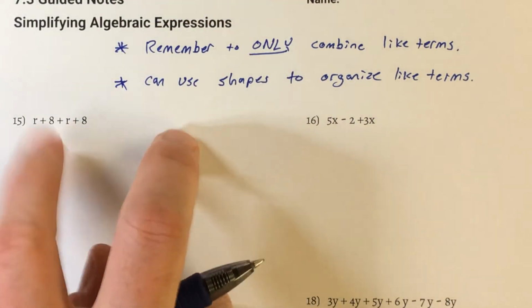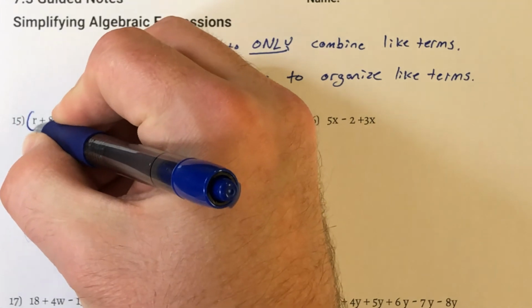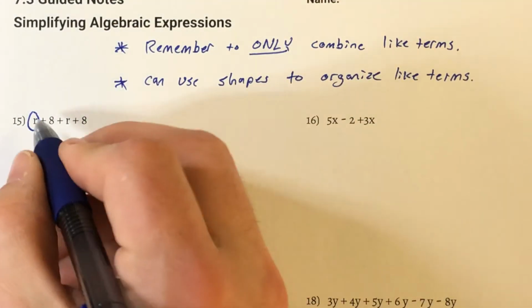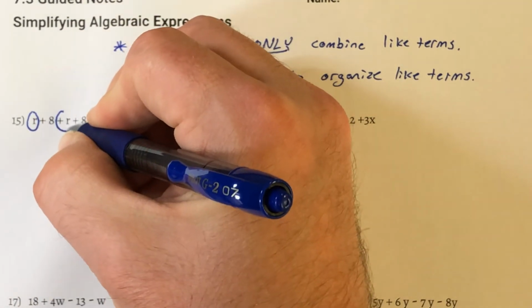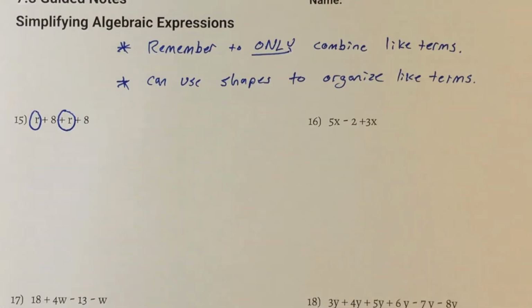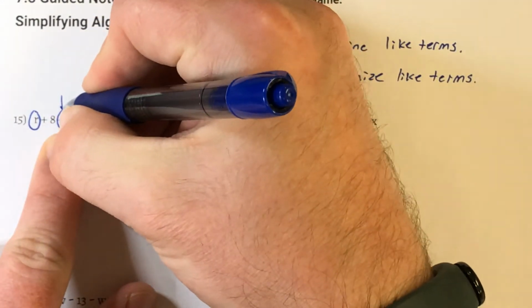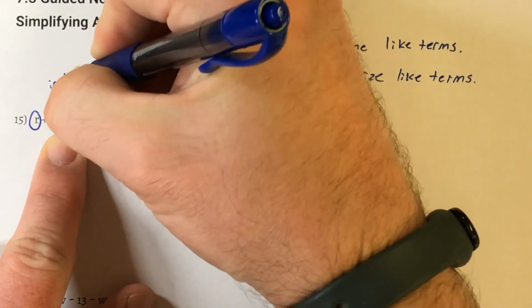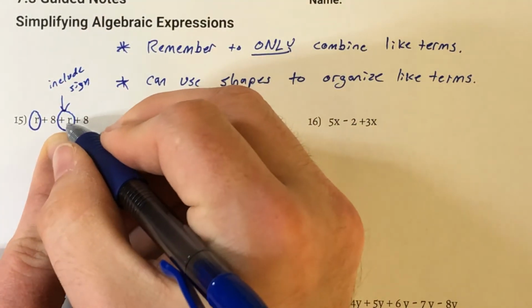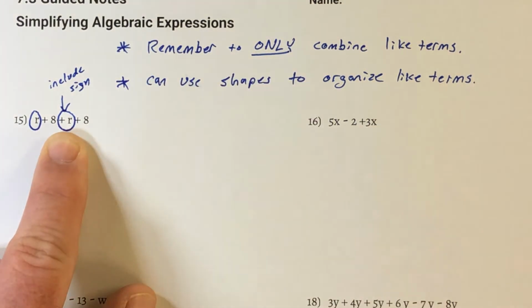There are two different ways you can deal with problems like this. So first, we're going to pick a shape for the r's. So anything else like an r, well, the positive r is. So I'm going to put both of those in circles. It's important that you include the sign in front of the term. Why? That sign is going to tell you if you need to add or subtract. If you leave off the plus sign, you're not going to know if you should add it or subtract it.